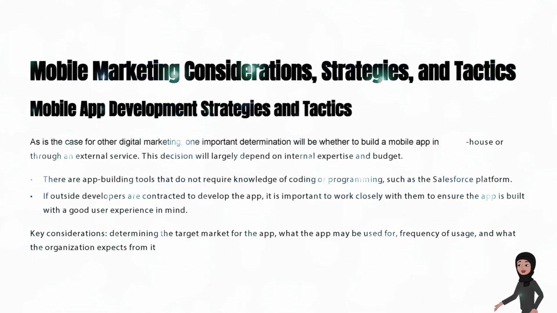After looking at location-based tactics, we now move into mobile app development strategies. A key decision for marketers is whether to build a mobile app in-house or use an external service. This decision usually depends on the organization's budget, internal technical skills, and long-term goals. Some businesses may use app-building platforms that do not require deep coding knowledge. Others may hire outside developers, especially when the app needs advanced features or a customized user experience. In either case, marketers must stay closely involved in the process.